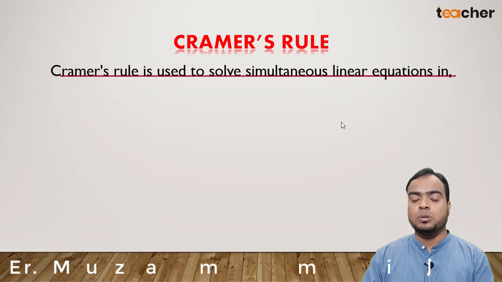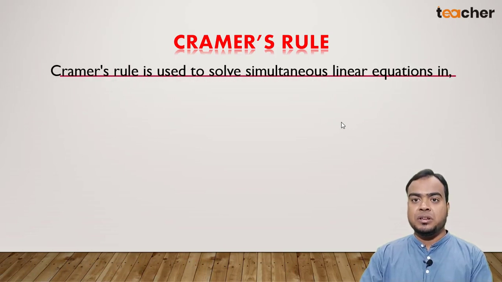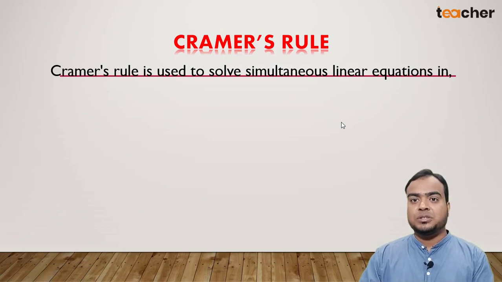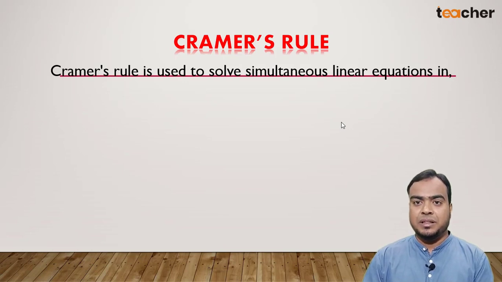Cramer's rule is actually used for solving linear equations in two variables, or we can say simultaneous linear equations in two variables. These equations are solved using different methods. You would have learned in your class that these equations can be solved using the elimination method or substitution method, but there is another method of solving linear equations in two variables or three variables using Cramer's rule. So first of all, we will understand what actually a linear equation means.